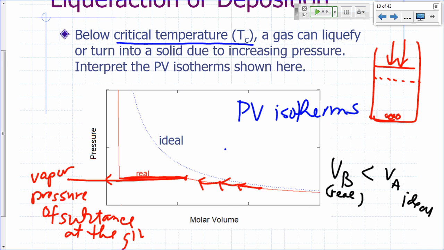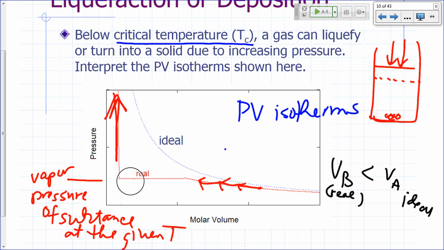This flat line is the vapor pressure of the substance at the given temperature. Remember, these curves represent what we call isotherms. So at this particular temperature, that would be the pressure of the substance. It's called the vapor pressure. What happens if you keep squeezing it? Everything turns into a liquid or a solid, and it becomes very hard to squeeze. You have to apply a very large amount of additional pressure just to cause a small change in the volume of that solid or liquid.